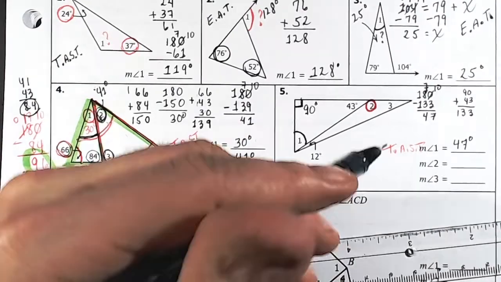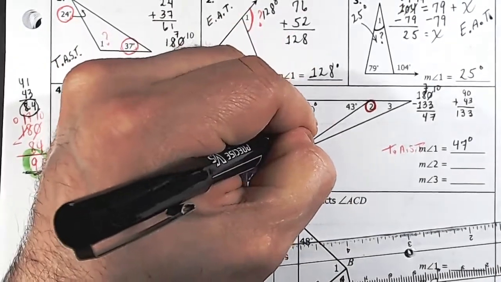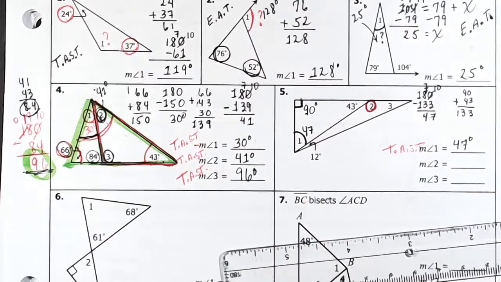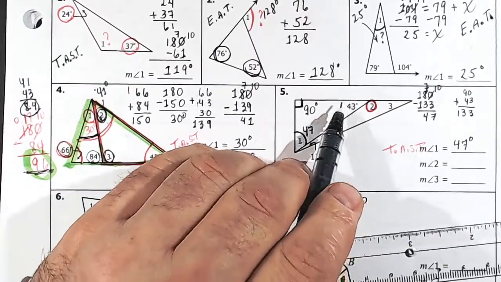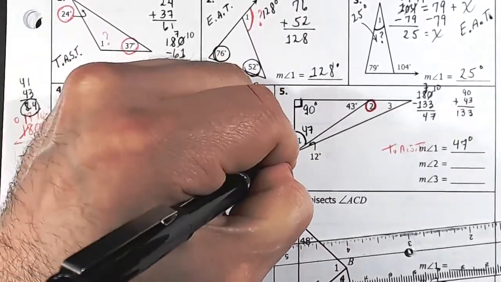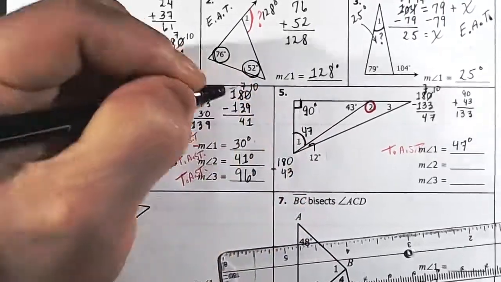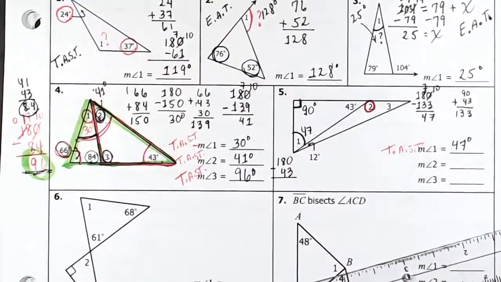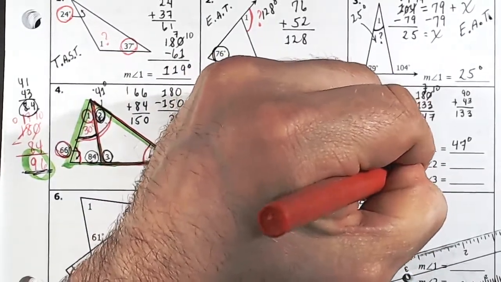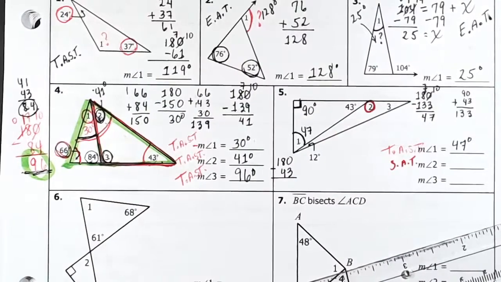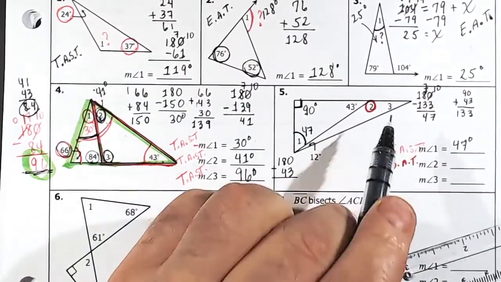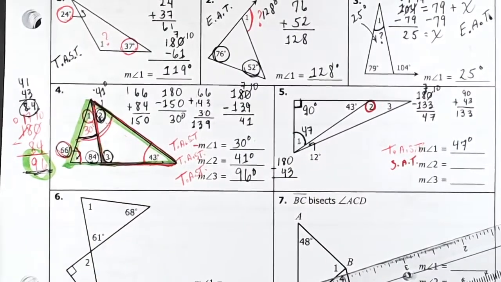We know that angle 1 is 47 degrees. Just trying to see if we could do something more interesting. Yeah, we'll just do that. We'll do it the easy way. So 180 minus 43 will give us angle 2. And here we're using the Supplementary Angles Theorem. Okay, this is because 43 and angle 2 form a linear pair.